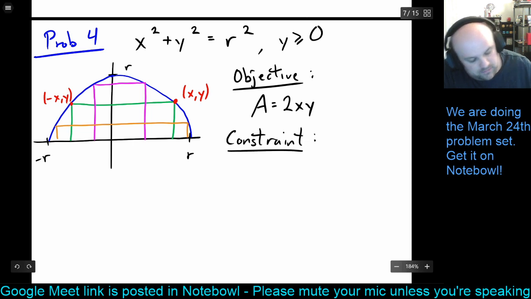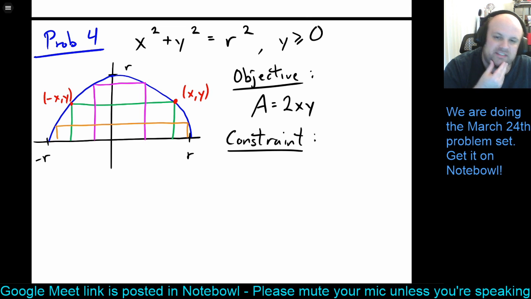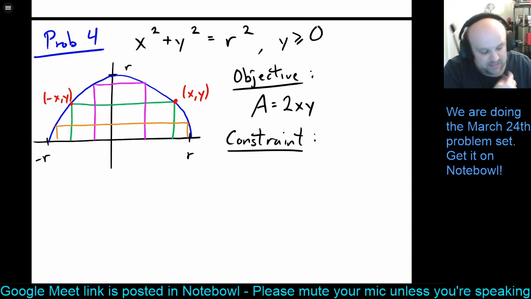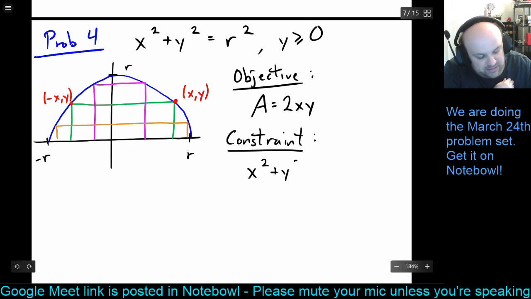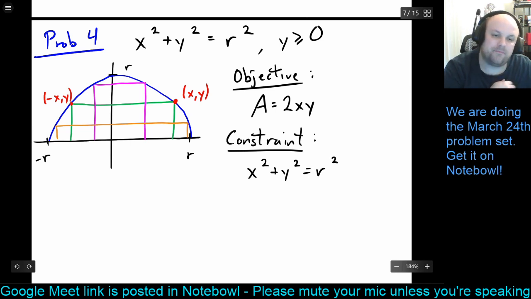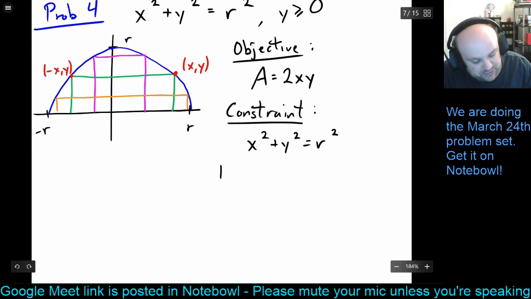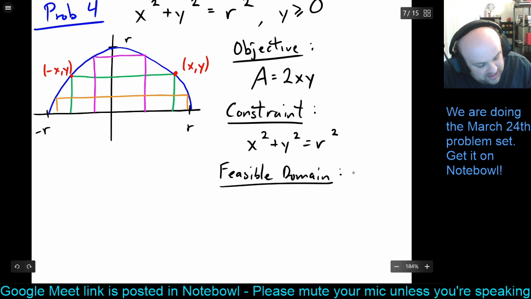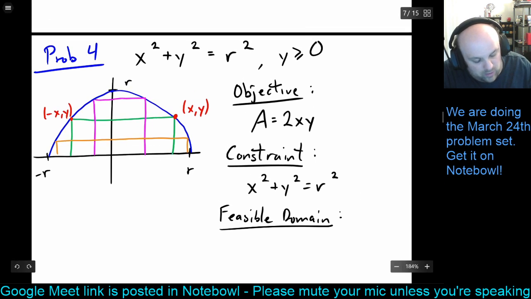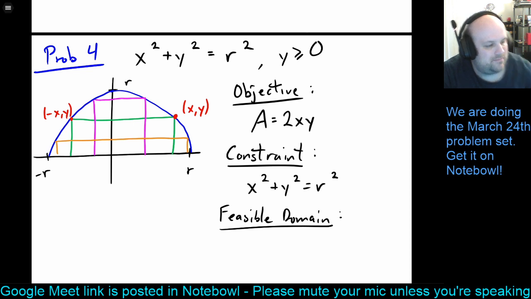The constraint. What would make sense for a constraint in this case? If this corner here has to be on that semicircle, then that semicircle equation gives me a constraint for the problem. And actually, it comes with the feasible domain already, which is that y constraint for the problem.